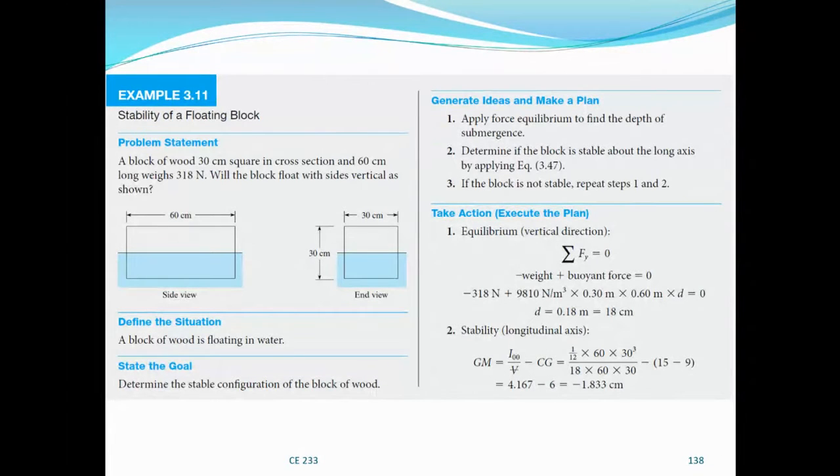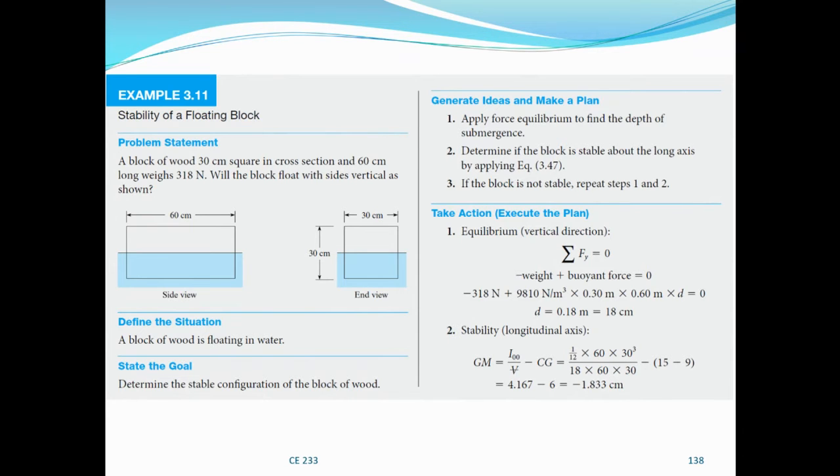All right, we'll finish with this example, then we'll move on to the next chapter. As you may recall, we started looking at this problem in our last class before the time was up. We have a block of wood, square cross section and length 60 centimeters, whose weight is 318 Newton. The question is, will the block float with sides vertical as shown?